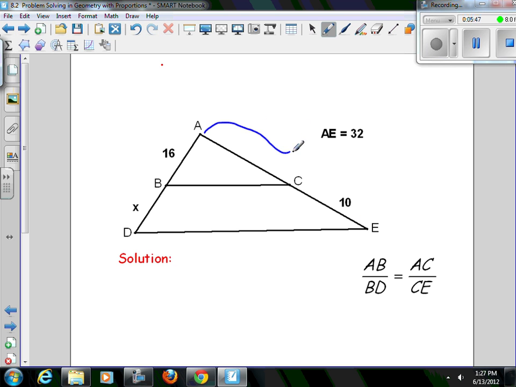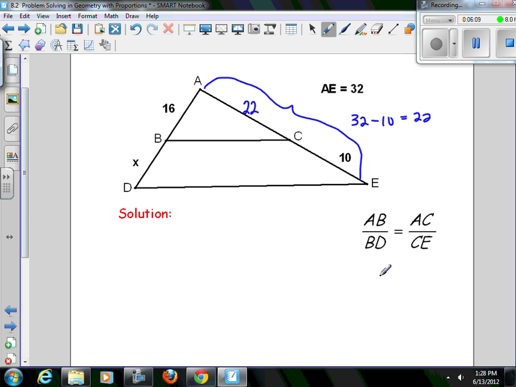Well, AE, we're told, is 32. CE is 10. So if we took 32 minus 10, that gives us 22, which would be the distance from A to C, because this entire side must add up to 32. So we have 22 as AC. So now we can just substitute what we know into this proportion. The length of AB is 16. BD we don't know, that's X. AC is 22, and CE is 10.